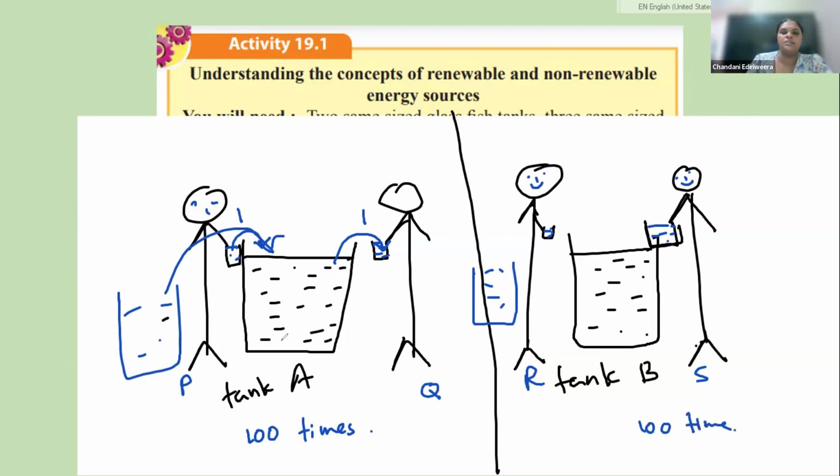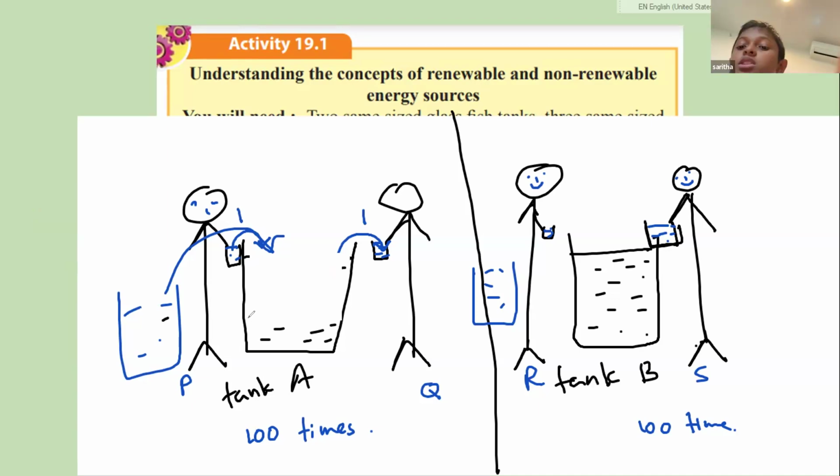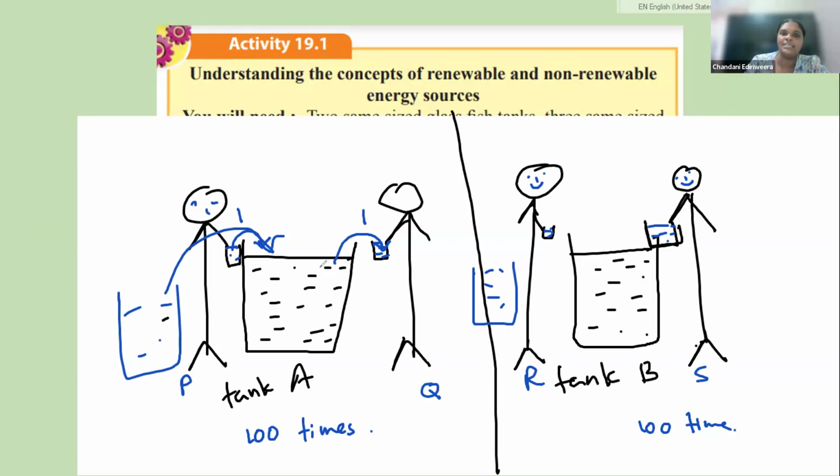My question is, after the 100 times, what may be the observation? At the end, what can you observe? The tank A water level will be in the same amount of water. Oh, no, no. The A level is unchanged.